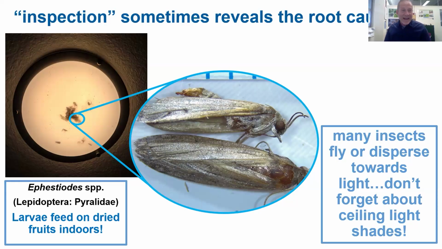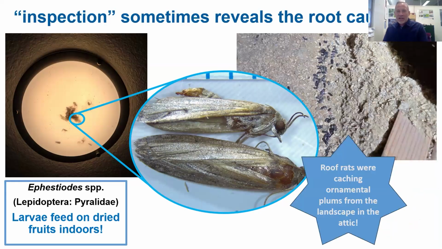We opened up an attic hatch and we saw lots of rat feces up there. The rats were basically living in the insulation and tunneling throughout the insulation in this attic space. They had been bringing in ornamental plums from the landscape and stashing them up there in that attic space. This created a food source for these moths, and there was a large population of the moths developing.